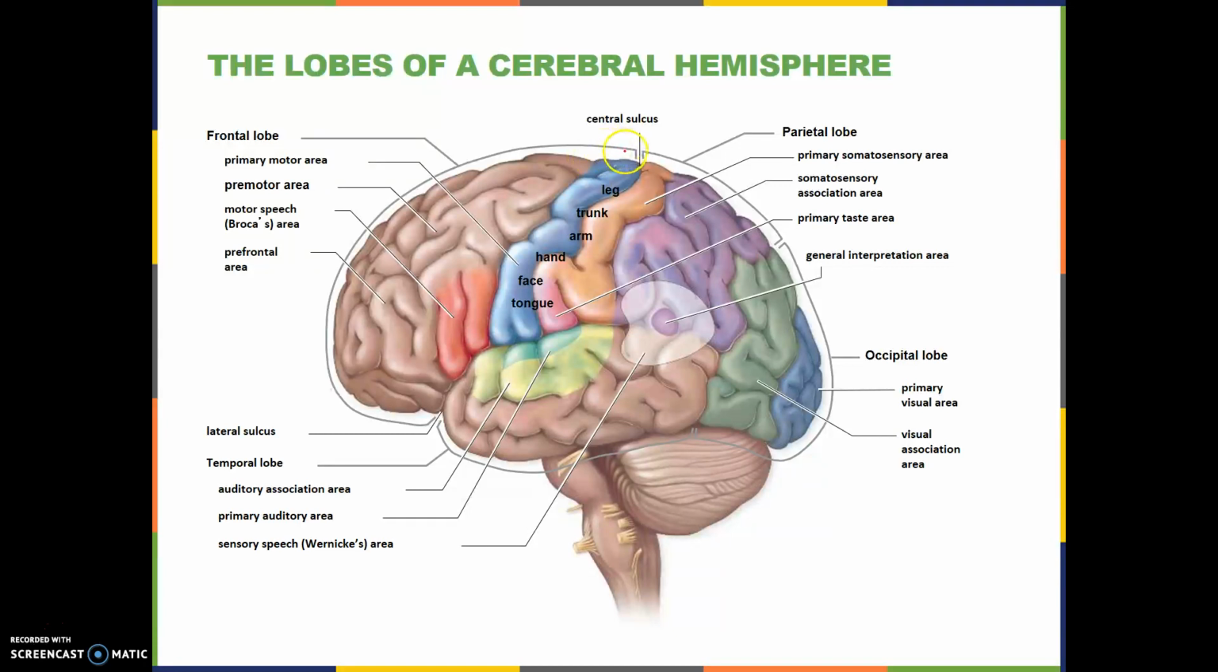The frontal lobe, which is all of that, contains the primary motor area, the premotor area, Broca's area, which is for speech. There is another area for speech called, I think it's Wernicke's area, W-E-R, Wernicke's area. Anyway, these are both for speech, but if you have damage to Broca's area, you can't speak very well. You can understand language, but you can't speak very well. If you have damage to Wernicke's area, you can speak great, but it doesn't make any sense.